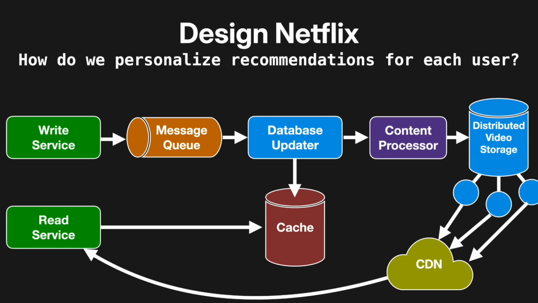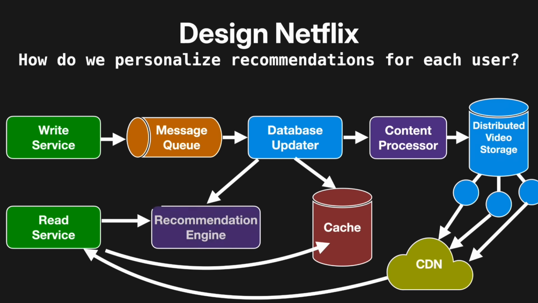Lastly, how do we personalize recommendations for each user? Personalization is key for a Netflix-like system, so we'll need to introduce a recommendation engine. This engine analyzes user data such as watch history, ratings, and viewing patterns to generate personalized suggestions. It could use collaborative filtering, content-based filtering, or hybrid models to recommend similar titles based on users' preferences and behaviors.